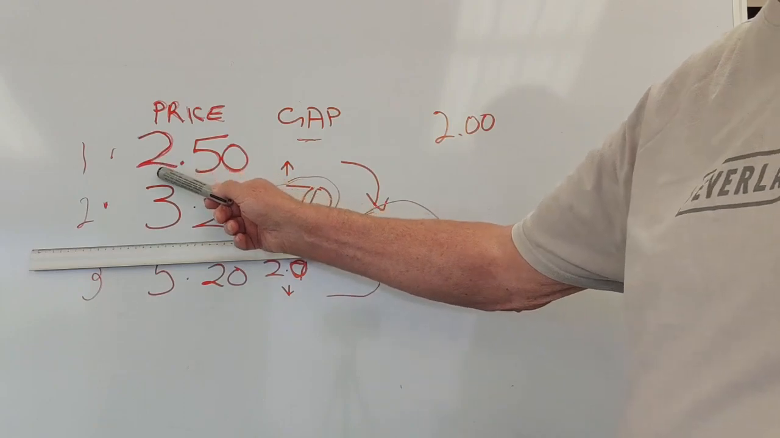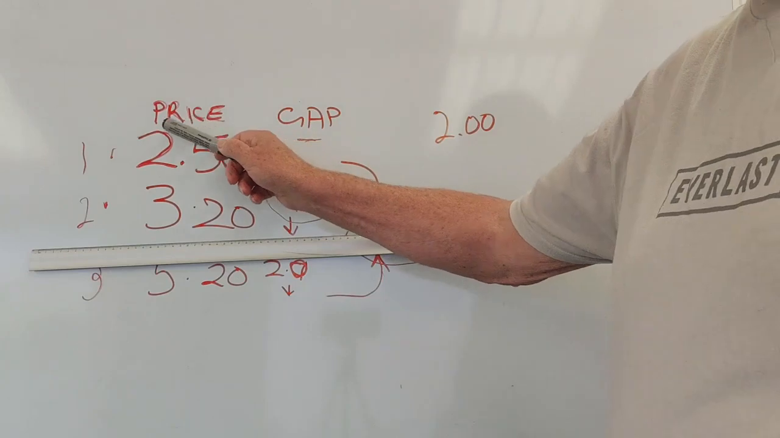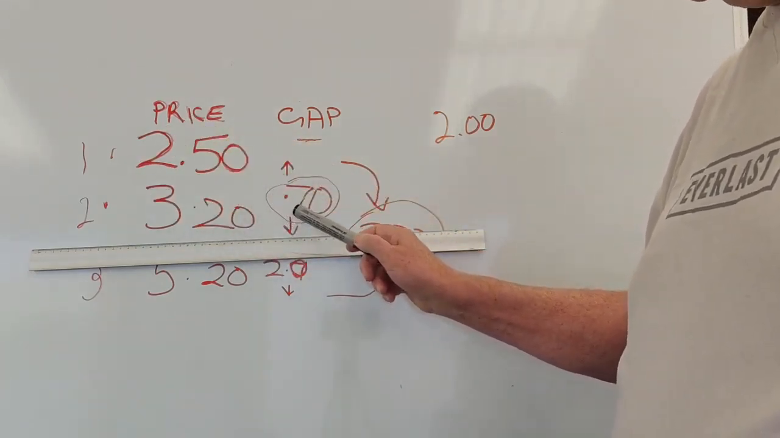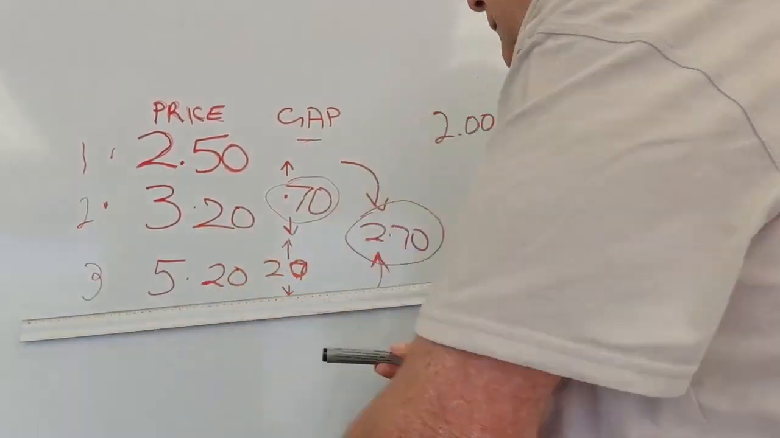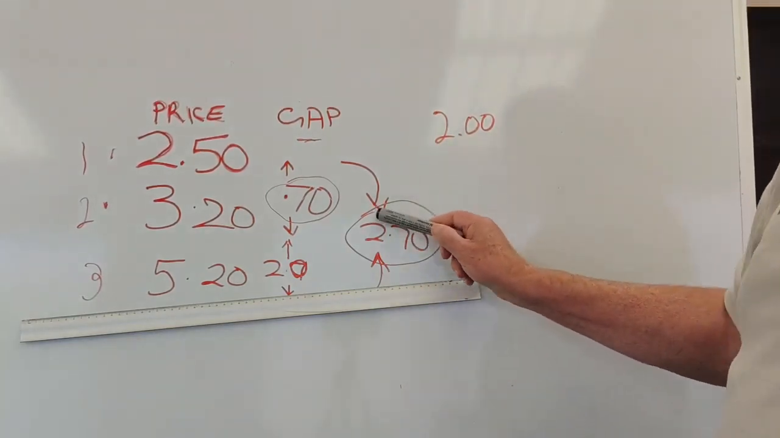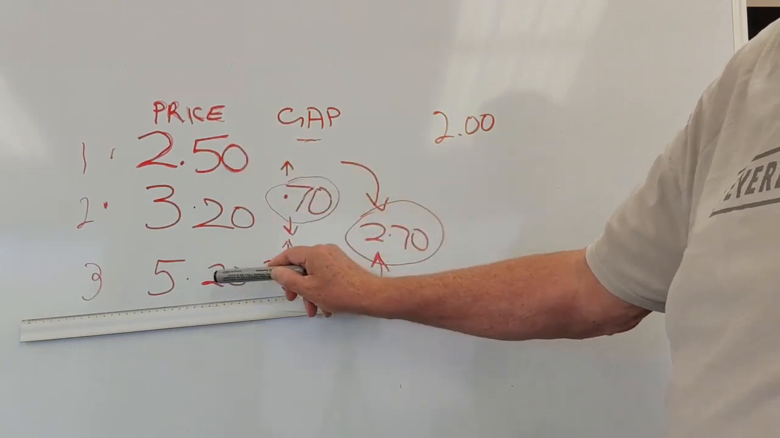In this case, if the favourite was at $2.50 and the second favourite was at $3.20, the gap there would be 70 cents or 70 pence. Okay, if we wanted the gap to be between the first favourite and the third favourite, we would see that the gap there is $2.70. That is the price difference between this one and this one here.